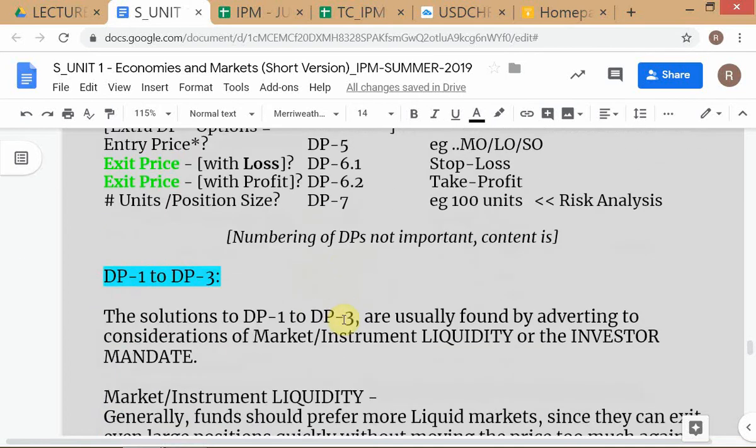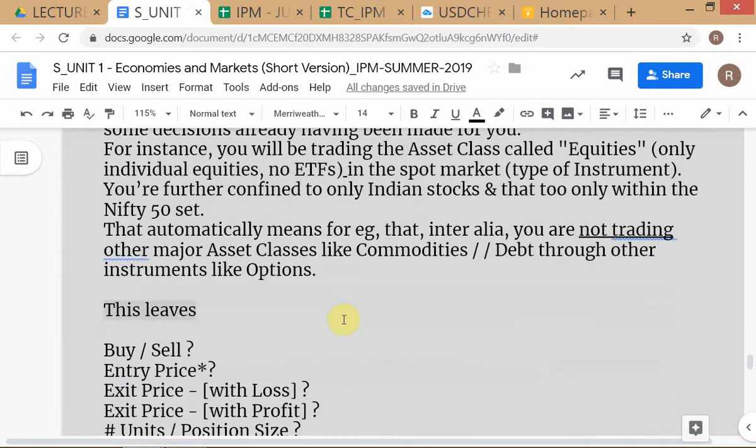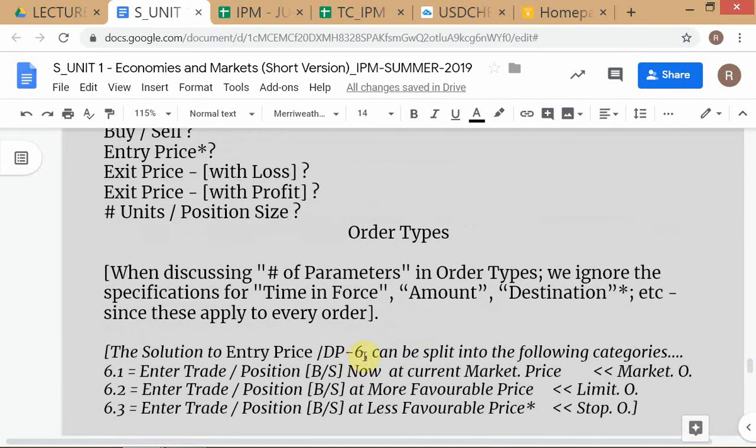We have already discussed extensively market order, limit order, stop order. Now everybody understands these different order types. So don't worry about this numbering here. This numbering is not important.